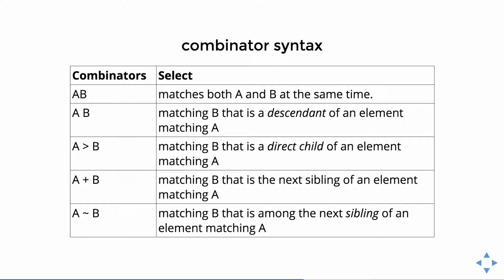A and B separated by the greater-than sign means B is a direct child of A, right? A plus B means they're siblings, but B has to be the next sibling. Okay? A tilde B means they're siblings, matching B among the following siblings of an element. So not directly next, but somewhere after as a sibling.